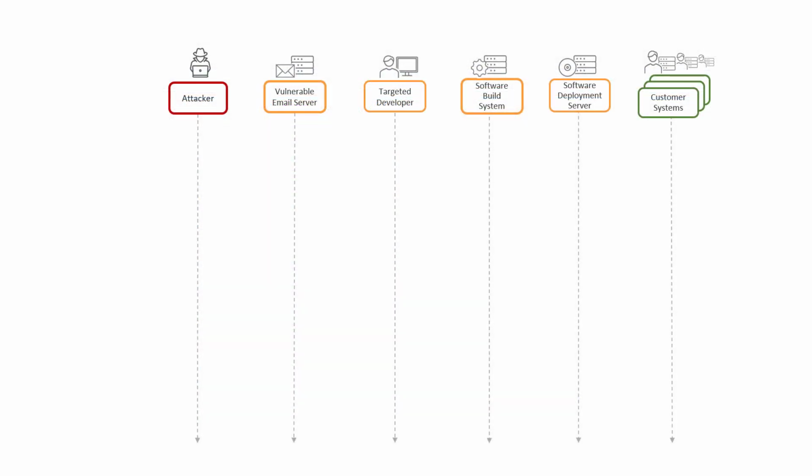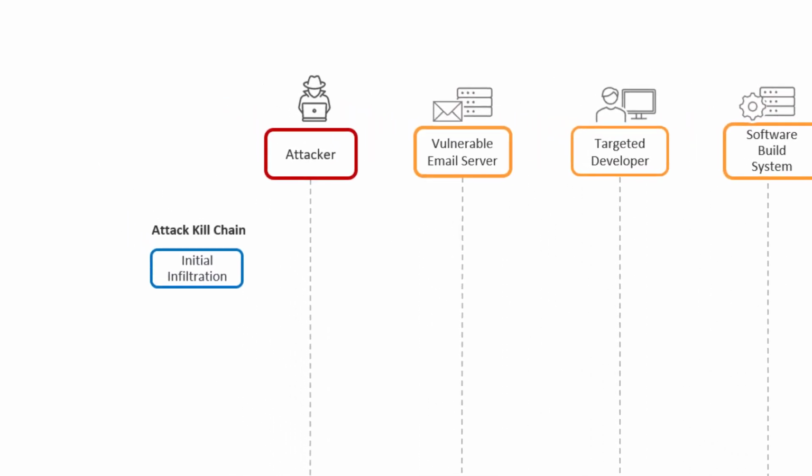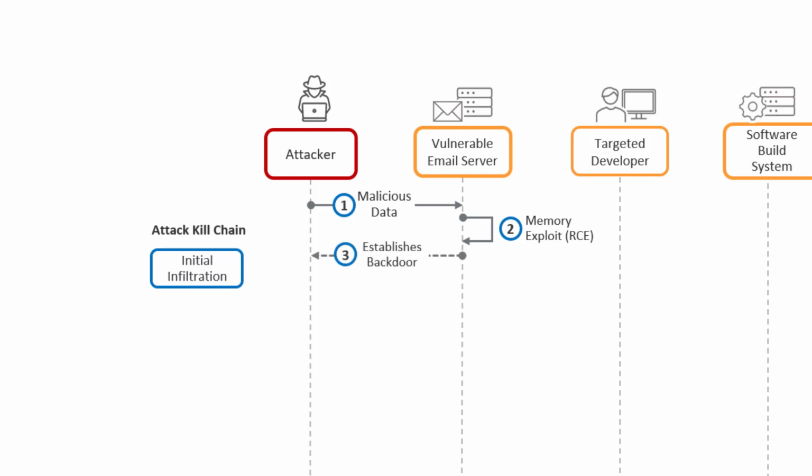This diagram summarizes what you'll see. First, we'll show how the initial infiltration exploited a vulnerable email server with a memory-based exploit and used remote code execution techniques to establish a persistent backdoor. From there, the attackers used command injections to find and extract email addresses and user information.